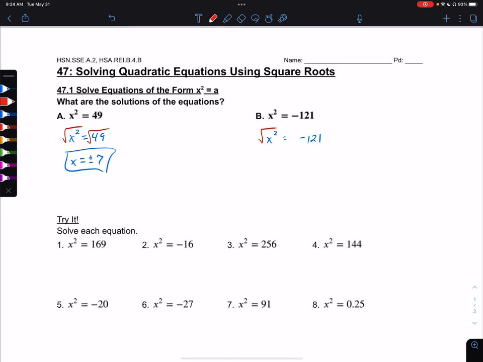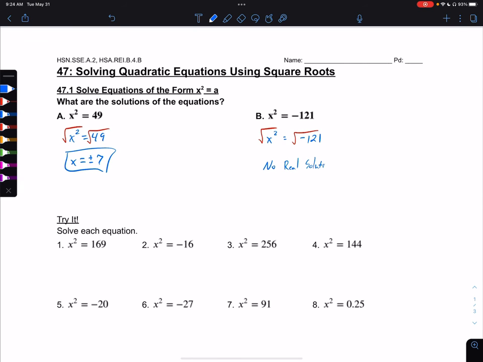So again, to undo operations, we would take the square root of each side, but we cannot take the square root of a negative number in this case. So what's going to happen is that there's no real number that you can multiply by itself to get a negative number. So in this case, we're just going to say that there is no real solution.